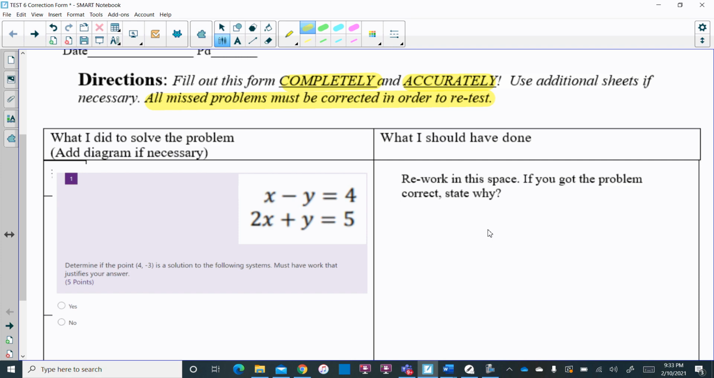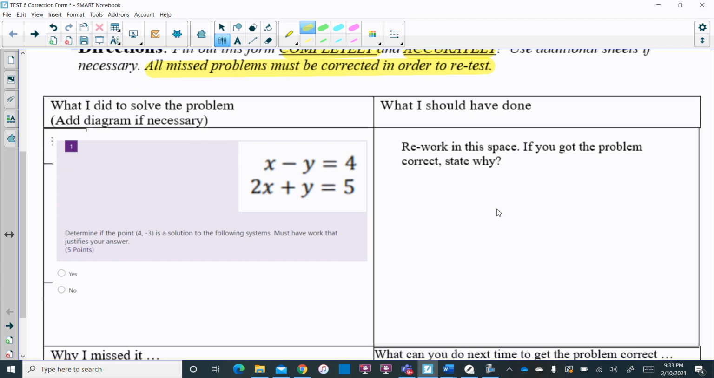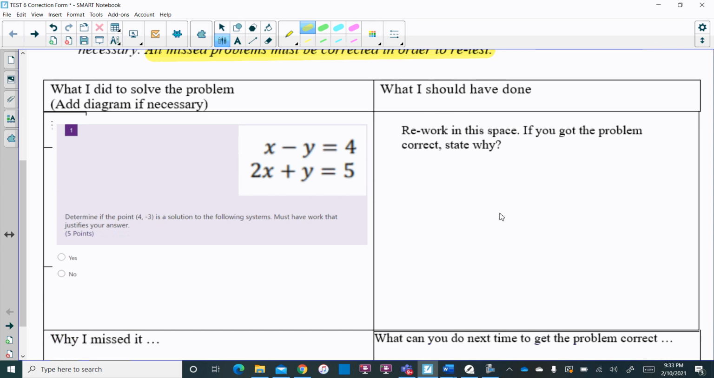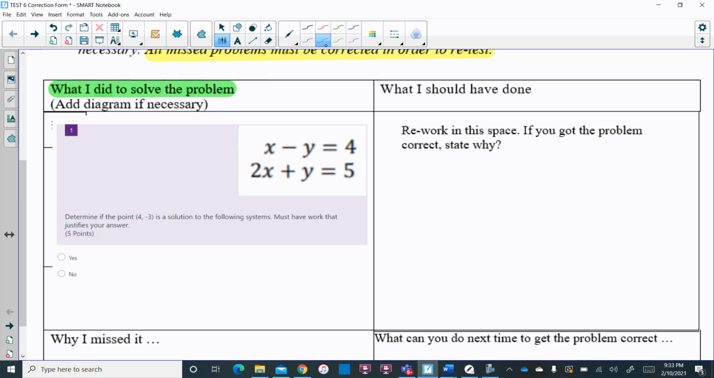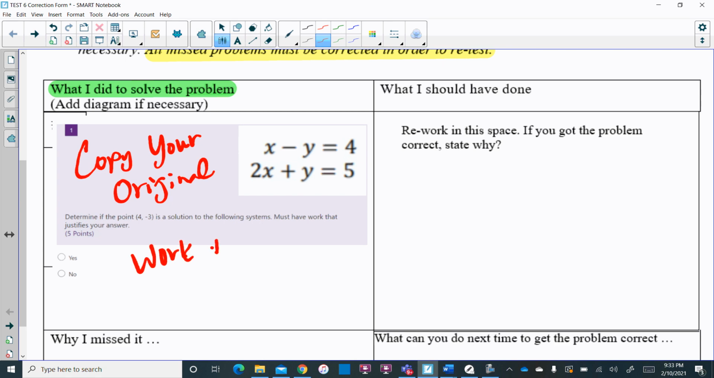All right, so the first section was problem solving with system equations. I think we had like 3 questions in regards to that. So what you need to do is on this section in this box here, what I did to solve it, okay? Meaning you need to refer to your work, or basically just copy your original work to the problem here.